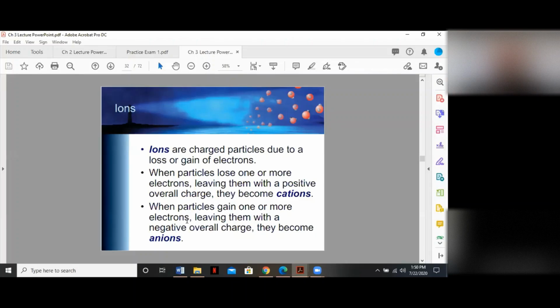If it loses an electron, it will carry a plus charge. If it loses 2 electrons, it will carry a 2 plus charge. If it loses 3 electrons, it will carry a 3 plus charge. These will be referred to as cations. The opposite to this, if you have an element that gains an electron, then it will carry a minus charge. If it gains 2 electrons, it will carry a minus 2. If it gains 3 electrons, it will carry a minus 3, and so on. And these will be referred to as anions. So cations and anions are basically charged.